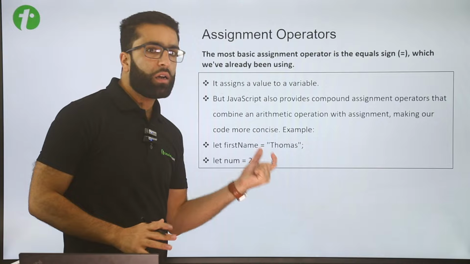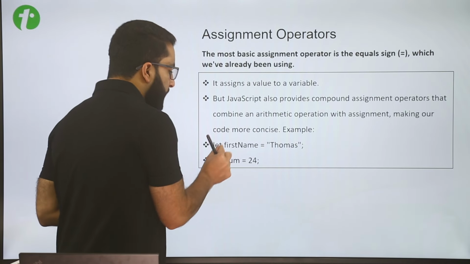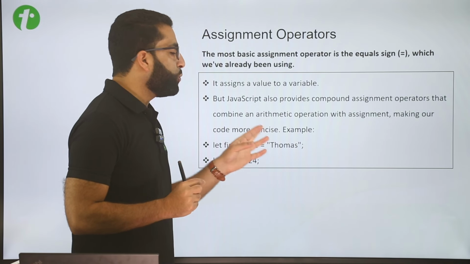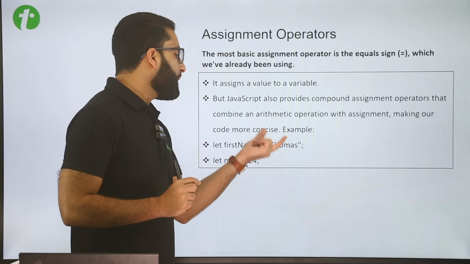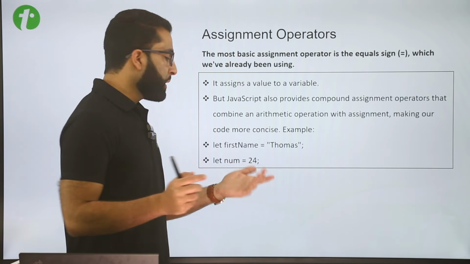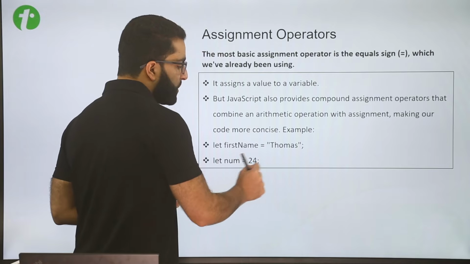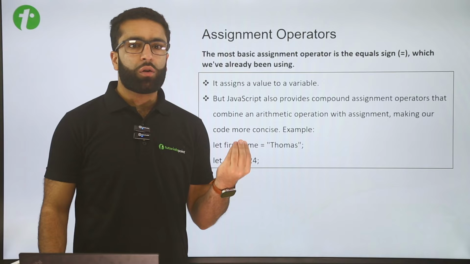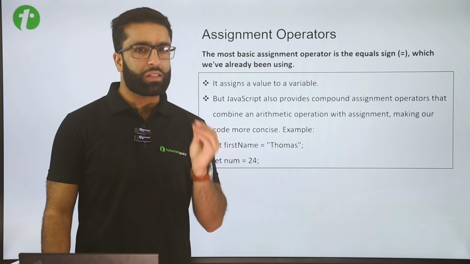Now here, just take this example. Let firstName variable be equal to Thomas. So we are using the equal sign to assign something. We are assigning the string Thomas to this variable called firstName. Similarly, I am assigning the number 24 to this variable called num. So this is your assignment operator, and it's very, very simple.